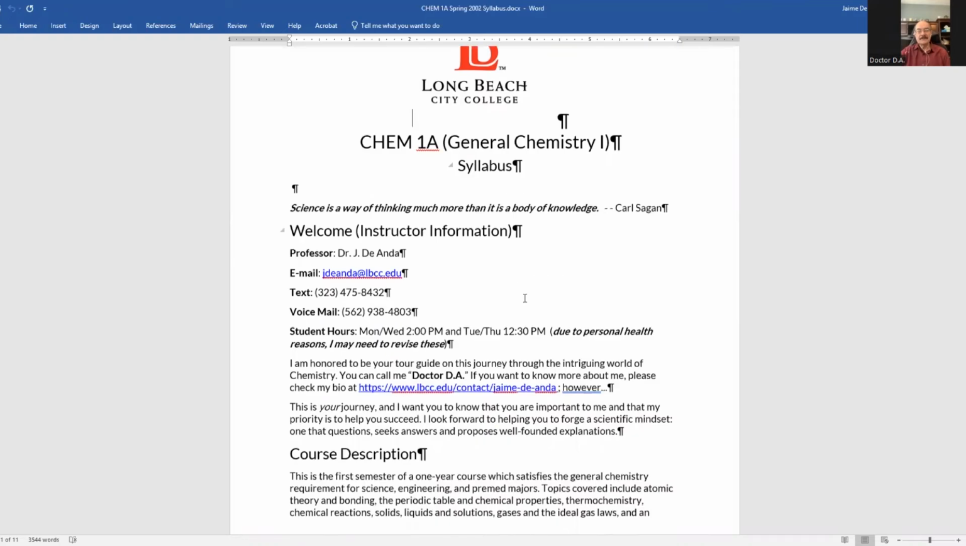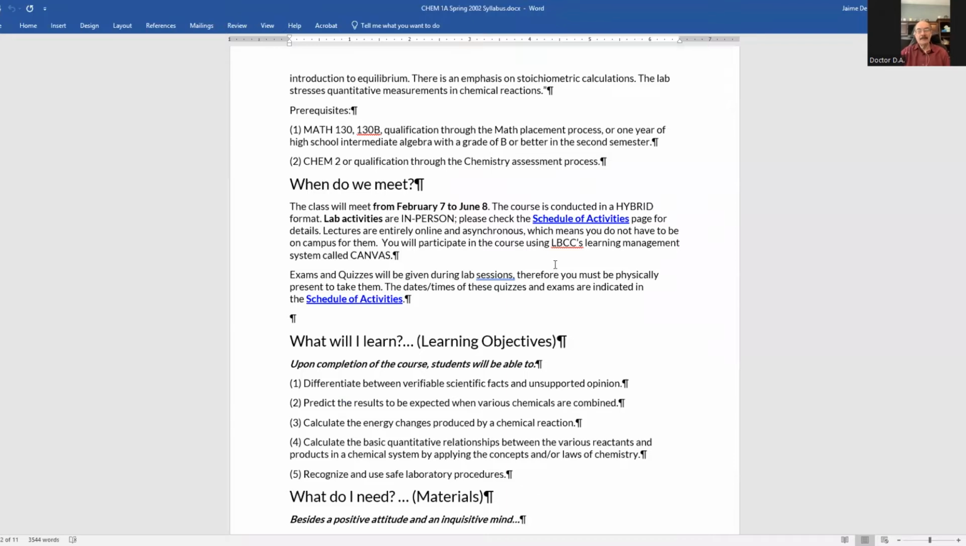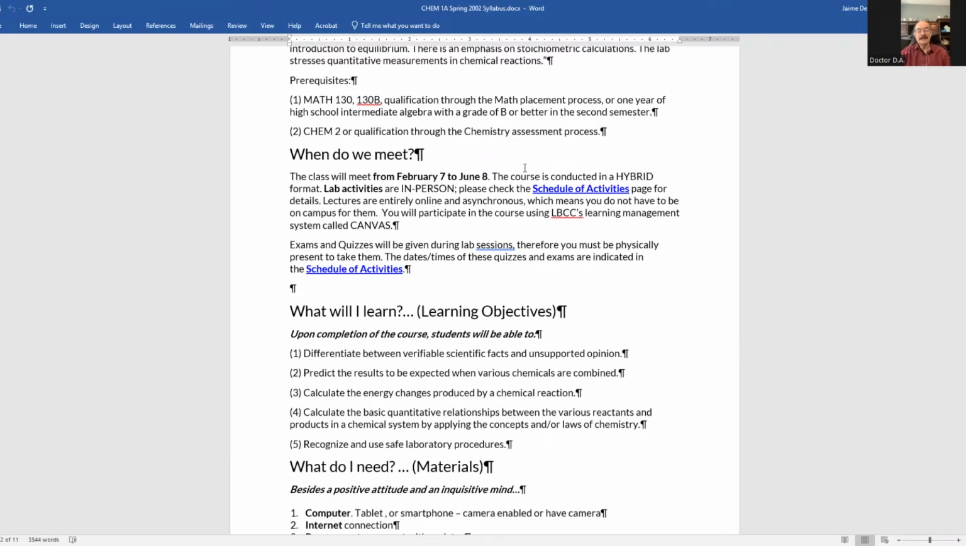The first part is just some introductions about myself, some things about the course. Remember that we are meeting in a hybrid mode, right? So that means that lab activities are in person. And I want you to later on look at this schedule of activities here so you can find out what are the activities we'll be performing at each session. Don't forget exams. Exams will be given during lab sessions.